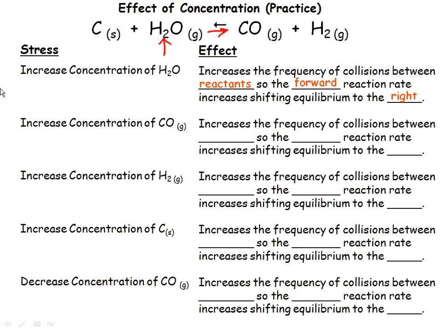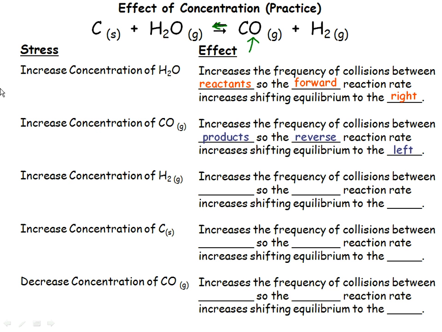Now, what happens when I increase the concentration of carbon monoxide? Well, the carbon monoxide happens to be on the other side of the equation. So by increasing the amount of CO here, that's going to increase the frequency of collisions between the two products, the carbon monoxide and the hydrogen. And so the reverse reaction, or the backwards reaction, is going to be going faster for a period of time. And so that's going to cause a shift in the equilibrium to the left-hand side.